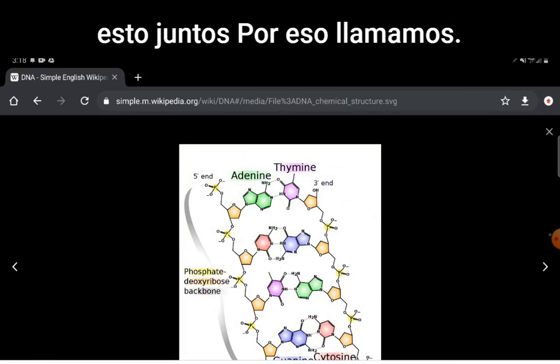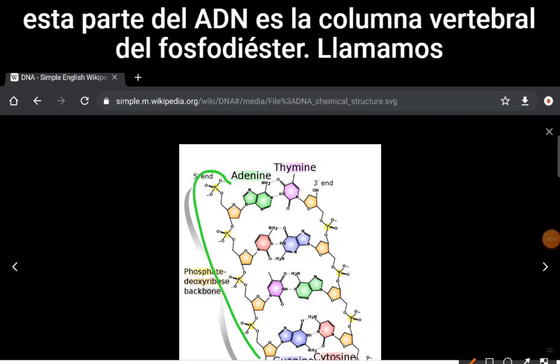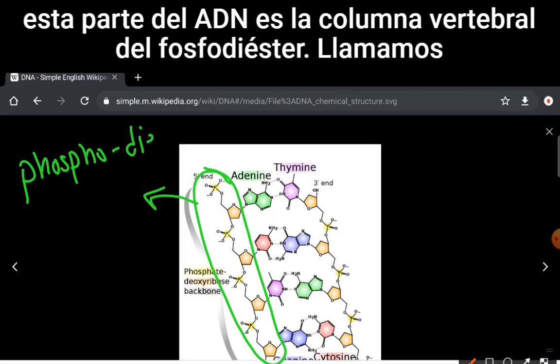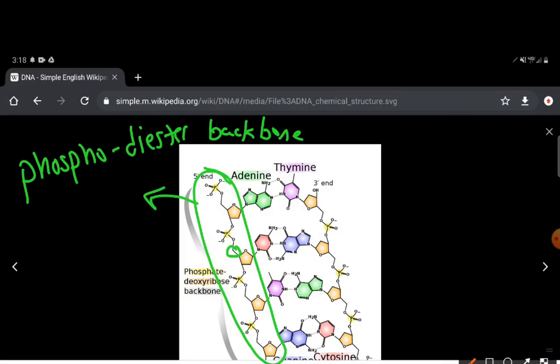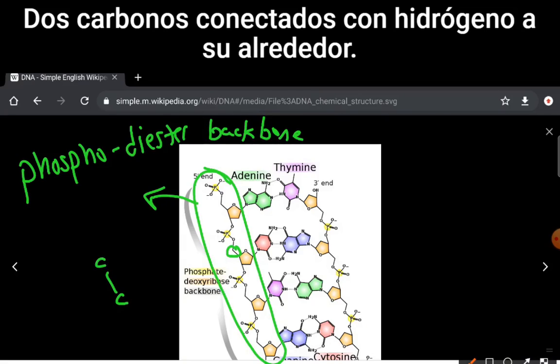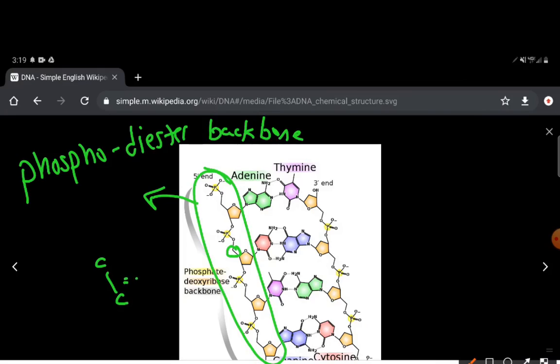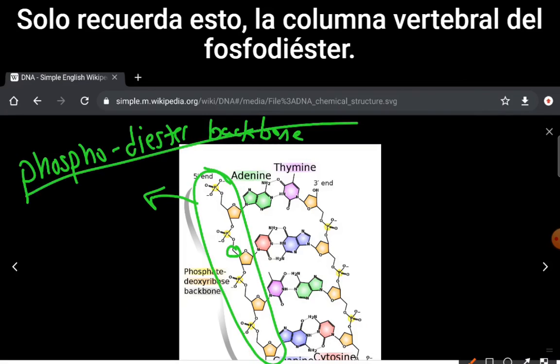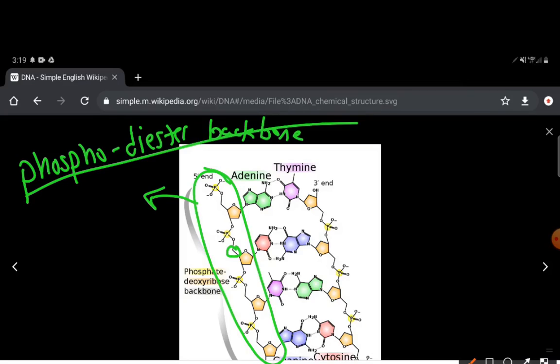That is why we call this part of the DNA the phosphodiester backbone. We call it ester because of this here. Two carbons connected together with hydrogens around them is called ester. It's just a chemical group. No need to remember that. Just remember this, the phosphodiester backbone.